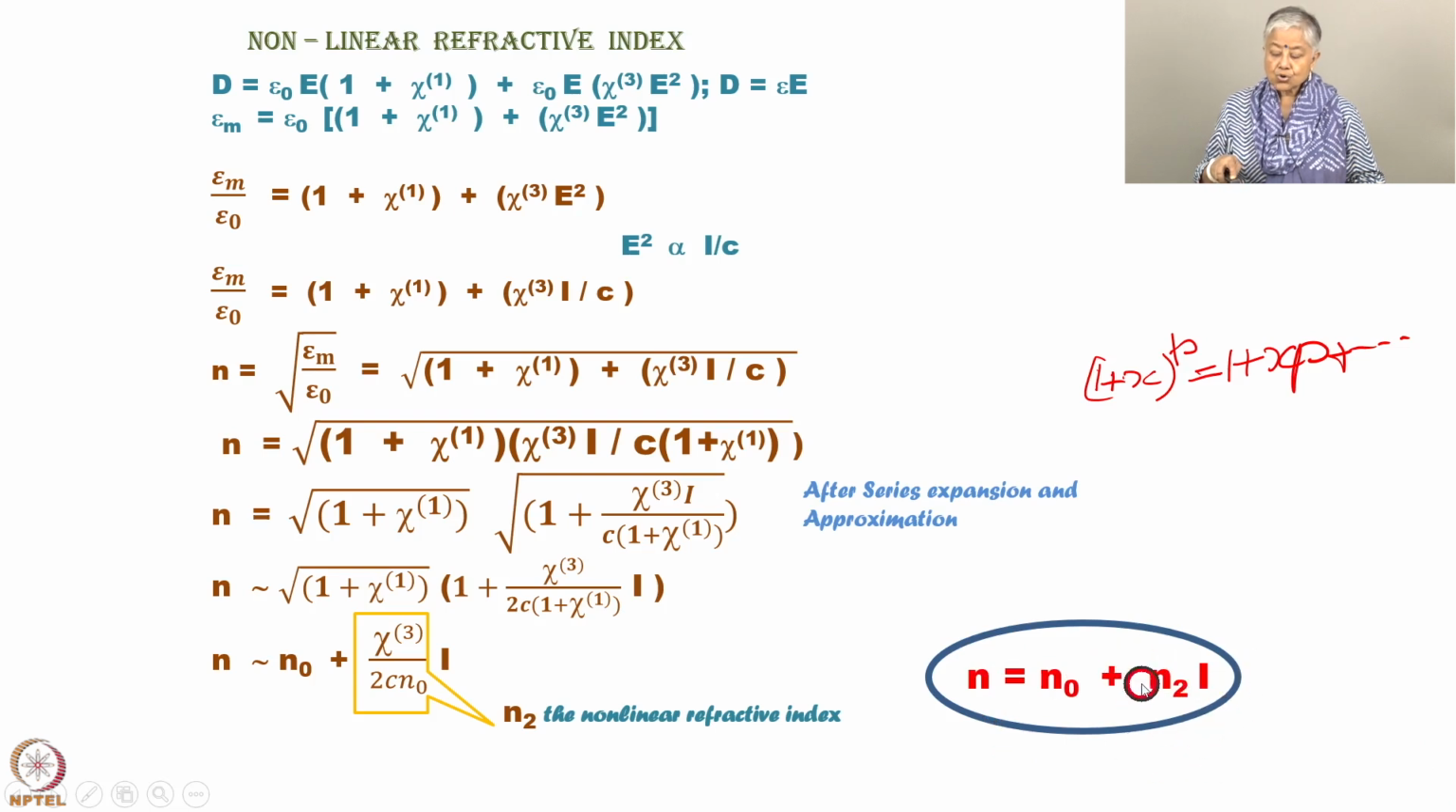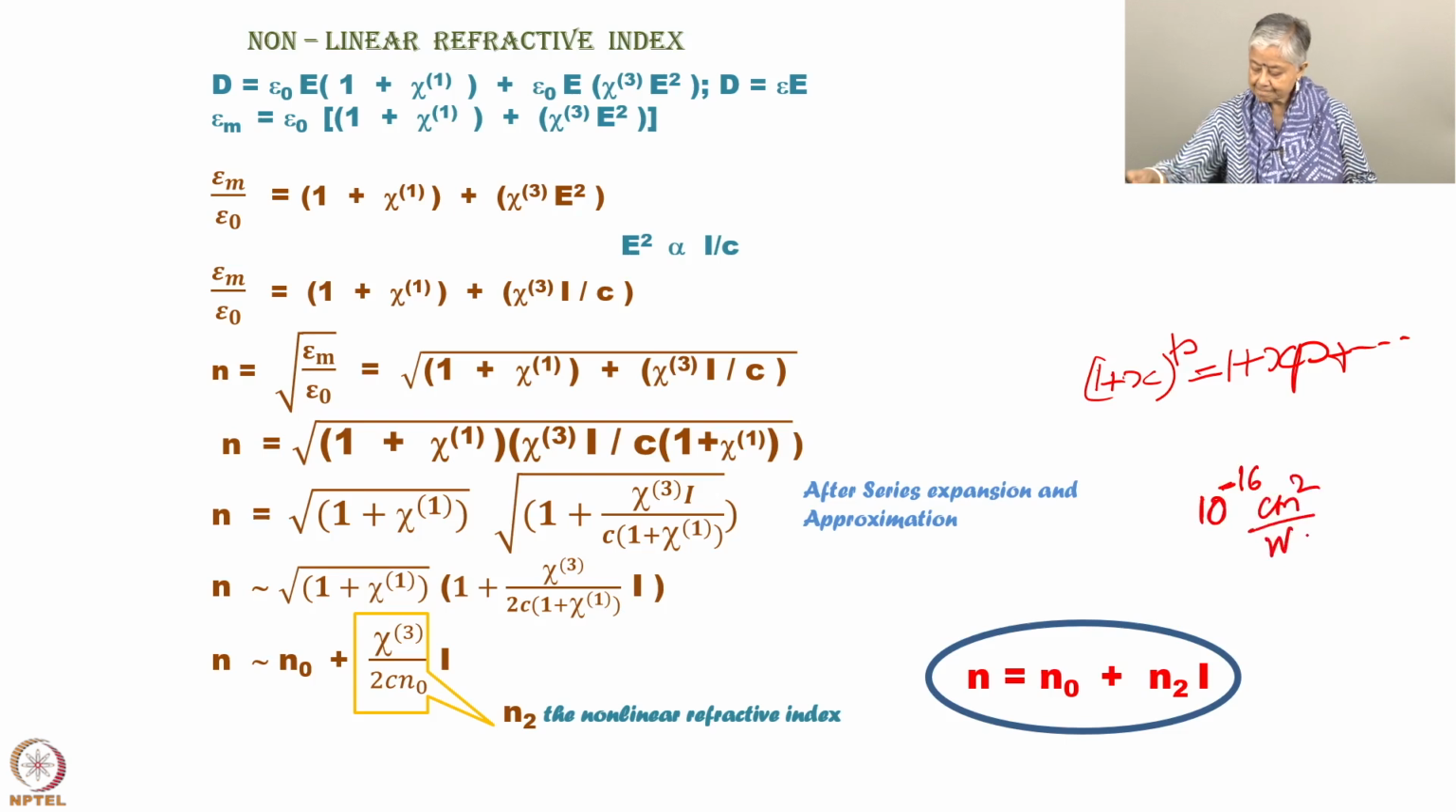Okay. So, n2 actually is very small as compared to n0, somewhere of the order of, if I recollect, 10 to the power minus 16 centimeter square by watt. Okay. So, 10 to the power approximately 3 into something of this order. So, you can see n is refractive index 1.1, 1.2, 1.5 like that it takes. You see how small n2 is.